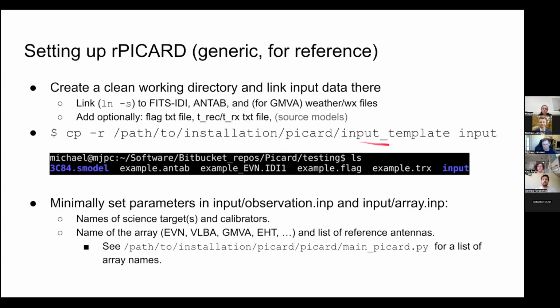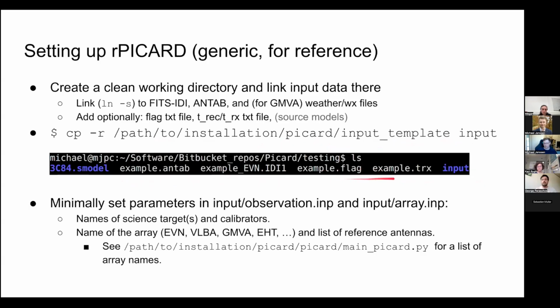template of the input files to your working directory. So let's say you've installed Picard somewhere, and you just go to Picard input template and you copy it to a working directory, and then your working directory will look generally like this. So you have your untap tables, you have, this is now example VN data, actually your FITS IDI files can be one, can be multiple.